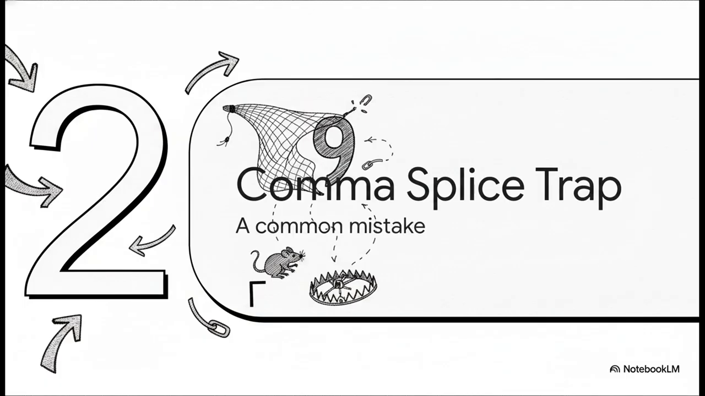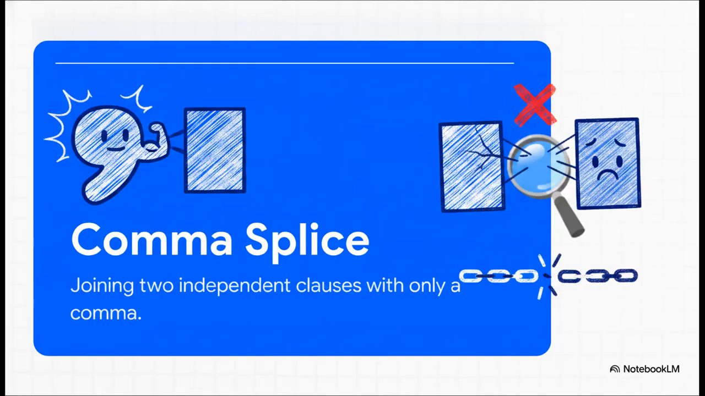Number 2, the comma splice trap. And that brings us right to the single most visible error a Russian speaker makes when writing in English. It happens entirely because of that grammatical mindset we just talked about, and it is a massive trap waiting for you in almost every single paragraph. It's called the comma splice.